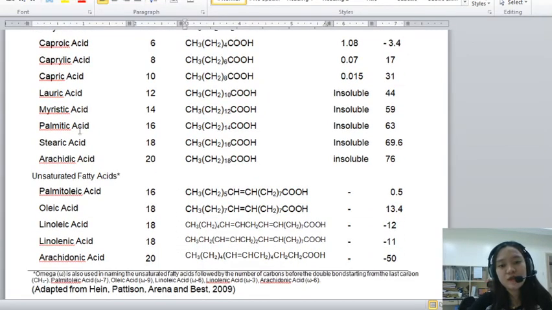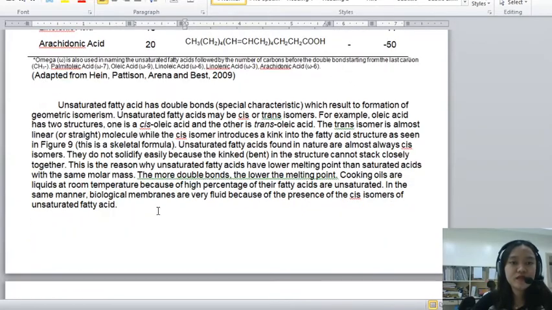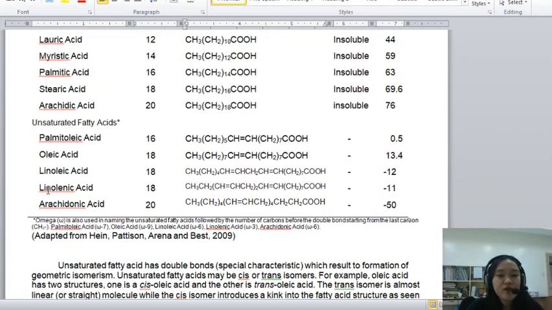Okay, so nakita nyo, palmitic acid and palmitoleic acid, they actually have the same number of total carbon atoms. Magkaiba lang kasi si palmitoleic acid have a double bond, found on the 7 carbon atom. Okay, so dito sa description sa baba, you have omega, o ang symbol ng omega natin parang W, no? So, it is also used in naming the unsaturated fatty acids, followed by the number of carbon atoms before the double bond, starting from the last carbon atom, CH3.